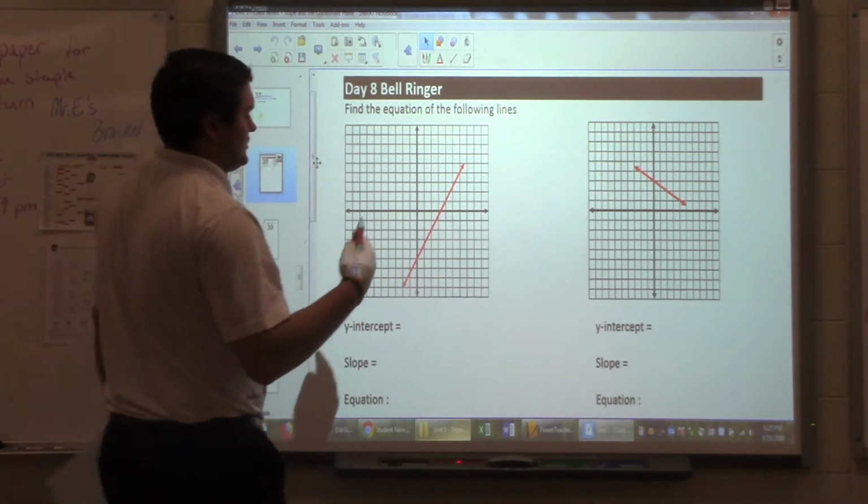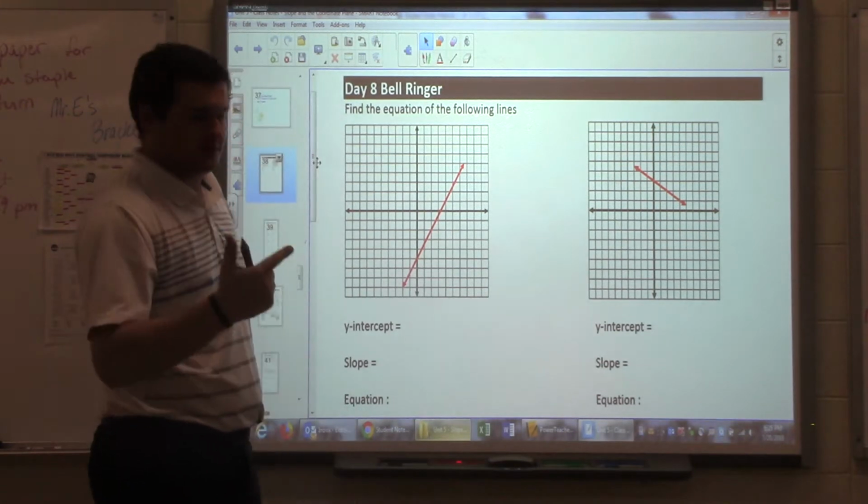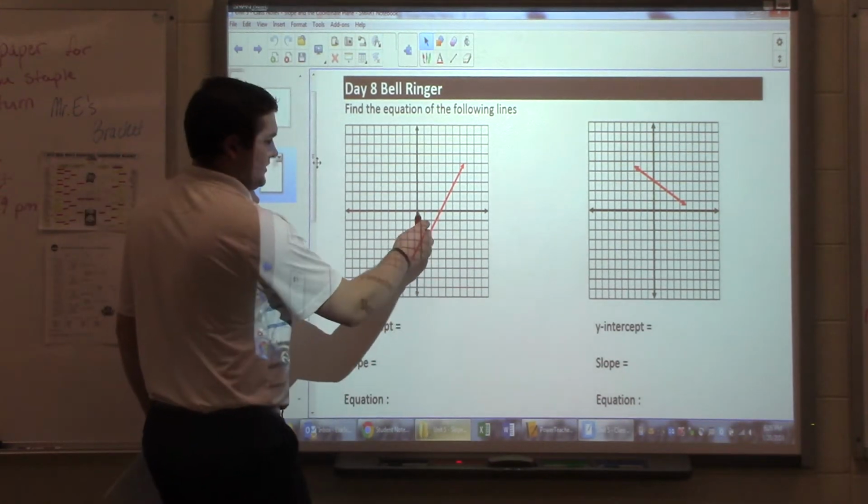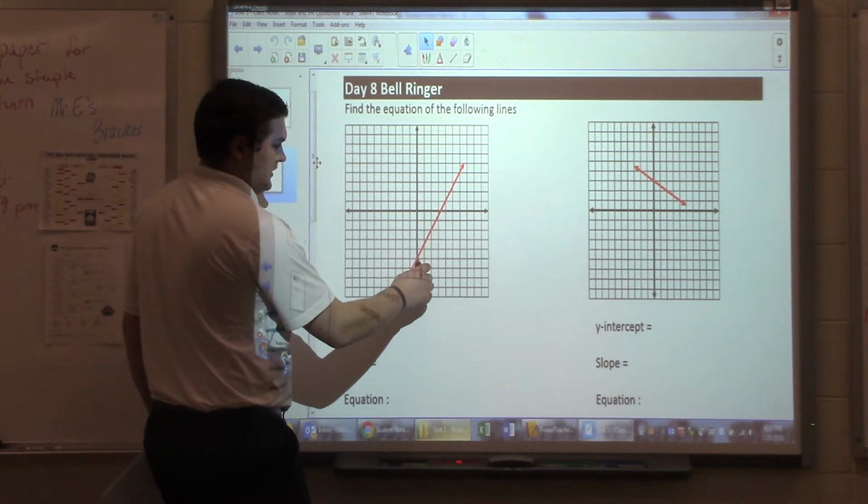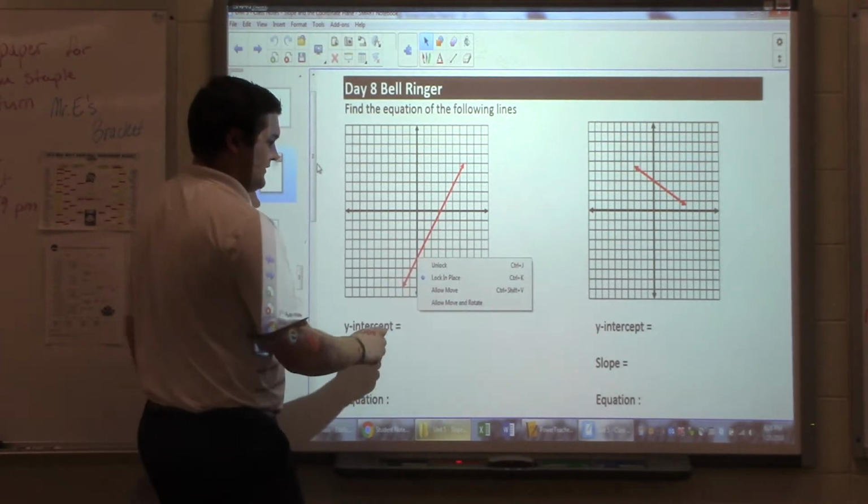So, find the equation of the following lines. You need to find the y-intercept and the slopes. So y-intercept, 1, 2, 3, 4, crosses at -5.